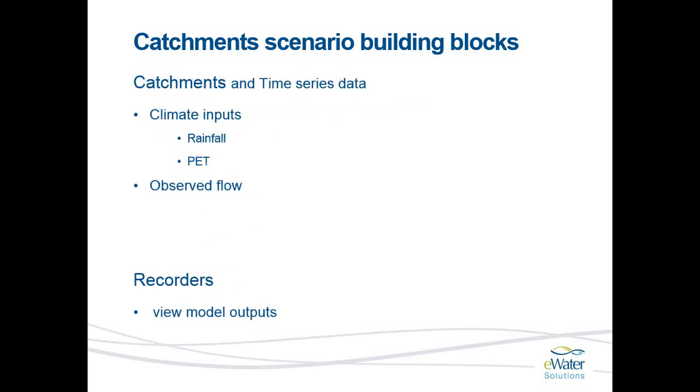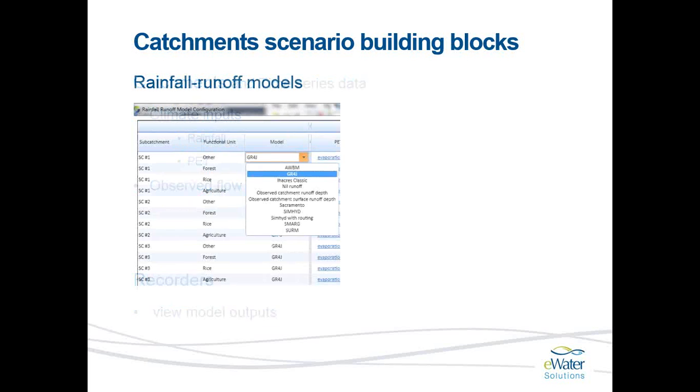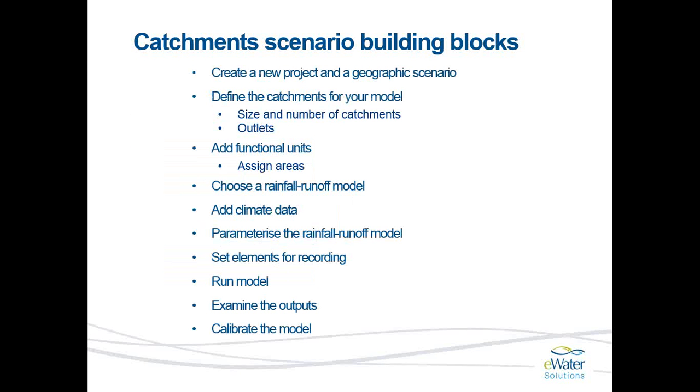Time series data in Source. We have climate inputs, such as rainfall and evaporation, as well as observed flow. An observed flow is typically used to calibrate your final modeled or simulated flow. Source also has modeled outputs, which are output as time series, and these are called recorders in Source. There are a number of rainfall runoff models available to be used in Source, and I will demonstrate one of these later.